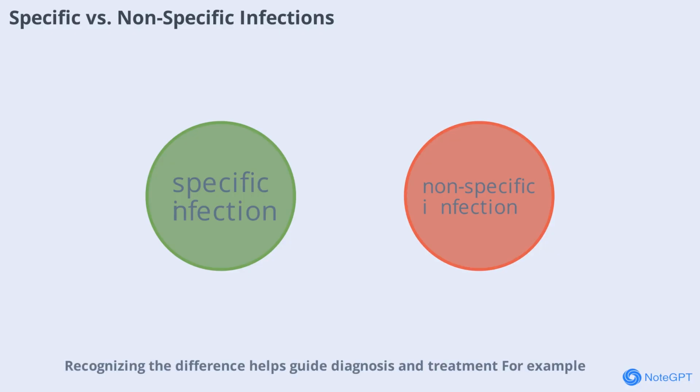For example, a specific infection may require targeted therapy, while nonspecific infections often need broader management, including improving oral hygiene and general health. Now, let's look at tuberculosis, a classic example of a specific oral infection.